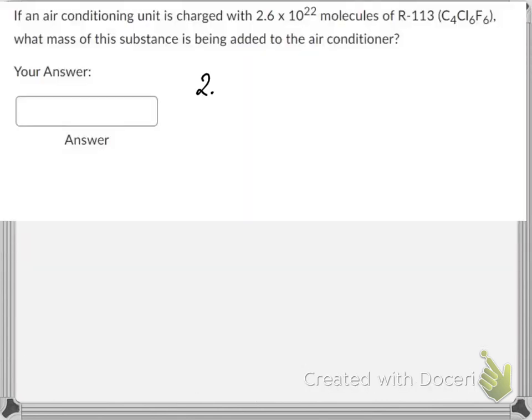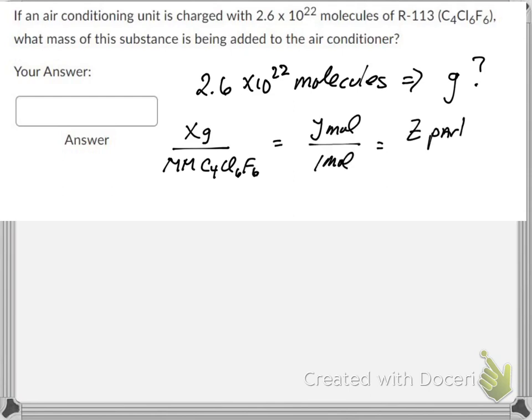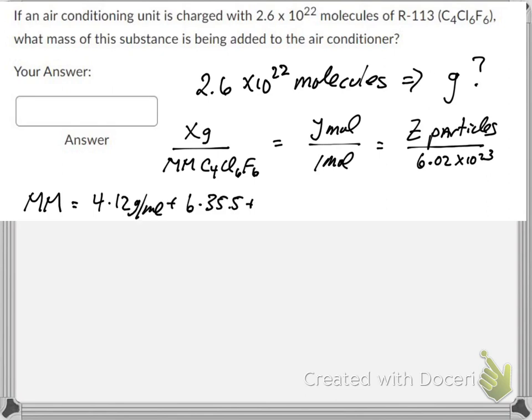Okay, so in this question, this is the other type of question in Unit 1, Module 3B. We're given a certain number of molecules or particles, and what are the grams? So we set up our ratio here, X grams, Y moles over 1 mole, Z particles over Avogadro's number. Step 1 is calculating the molecular mass. And the formula is C4Cl6F6. All right, so we do that. It's 375 grams per mole.